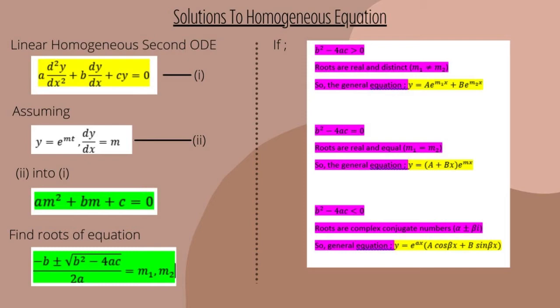And lastly, if b square minus 4ac is less than 0, roots are complex and conjugate numbers, which is alpha plus minus beta i. So the general equation is y equal e power of alpha x (a cos beta x plus b sin beta x).